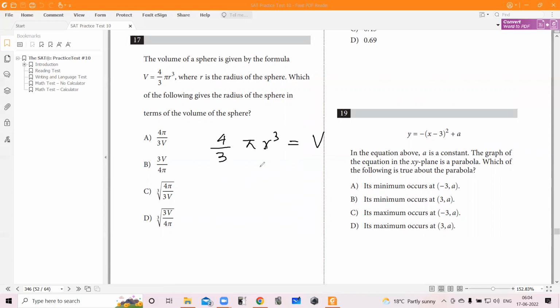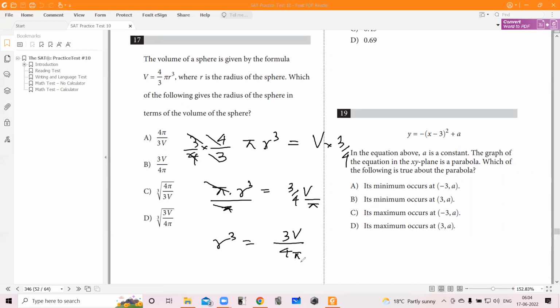Now, in order to calculate R, I'll multiply 3/4 to both sides, first of all. So then it'll be pi times r cubed is equal to 3/4 times V. I'm having pi here, so I'll be dividing by pi. So r cubed is equal to 3V/4 pi. And in order to eliminate this cube, I'll do the cube root to both sides.